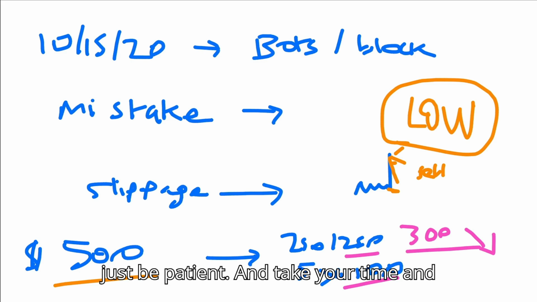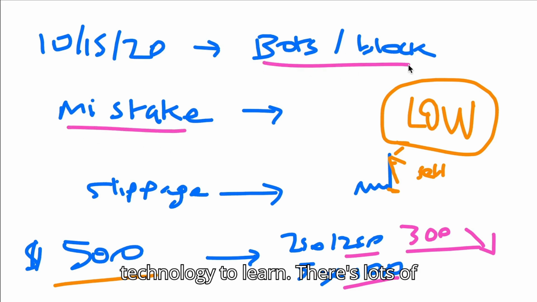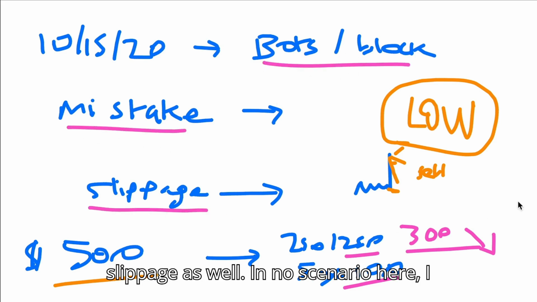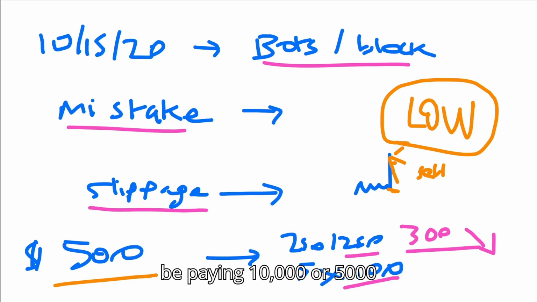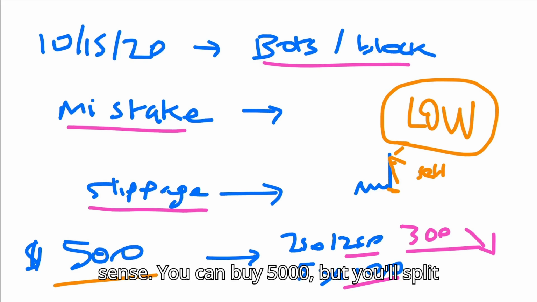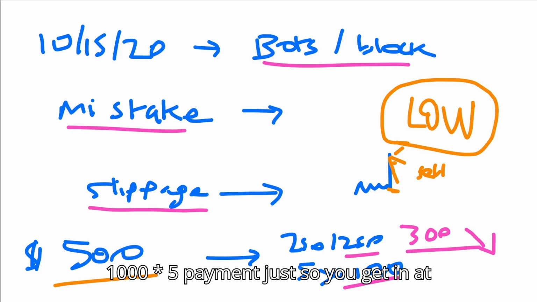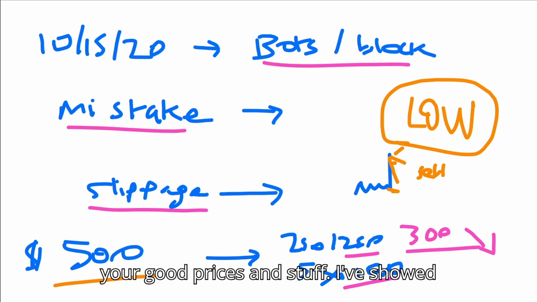So just be patient and take your time and understand mistakes are made. There's new technology to learn. There's lots of slippage as well. In no scenario here, I don't care how rich you are, should you be paying 10,000 or 5,000 in a meme coin ever. There's never a scenario that makes sense. You can buy 5,000, but you'll split up the payments, even in a well-established one, into 5 payments of 1,000, just so you get in at your good prices.